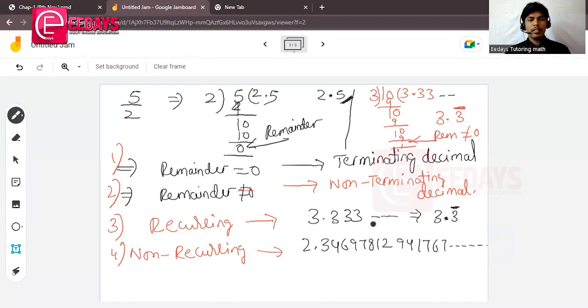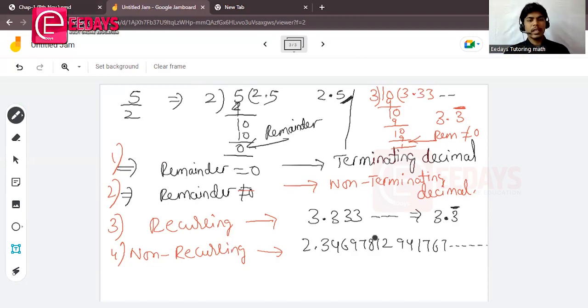We can't put a bar here. In 3.3 bar, 3 is repeating, that's why I put the bar. If you do it like this, there is no correlation. Every time, after division, you will get a new number. So in that case, we call it non-recurring. It is not repeating, but it is non-terminating. Clear?